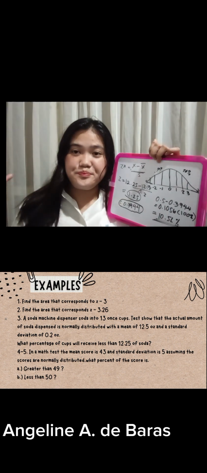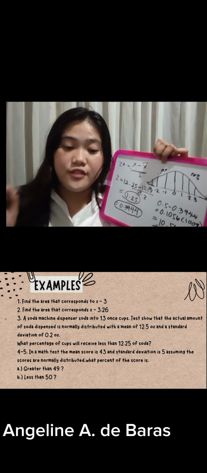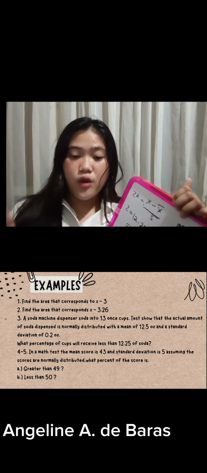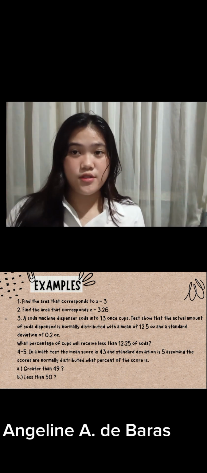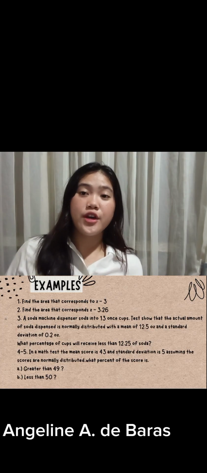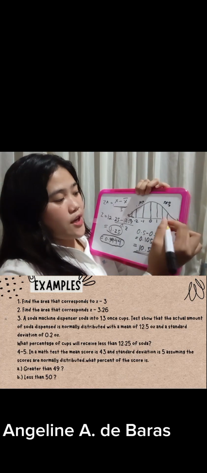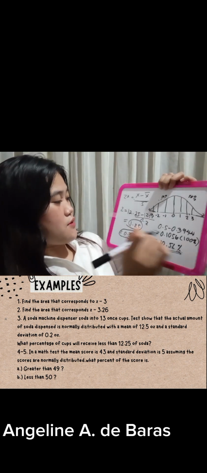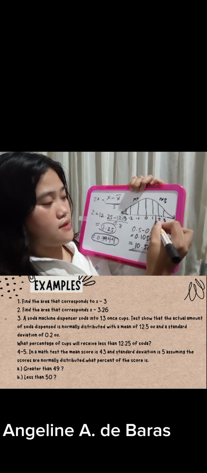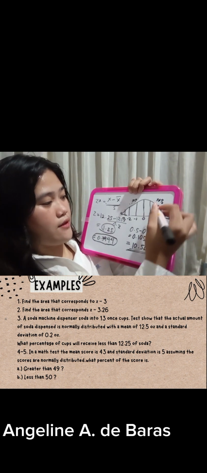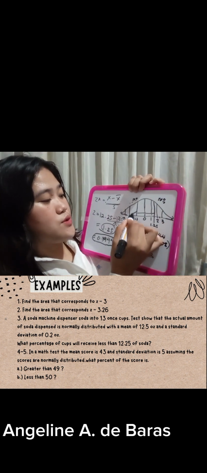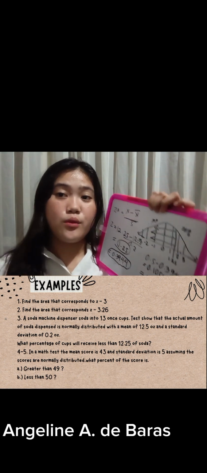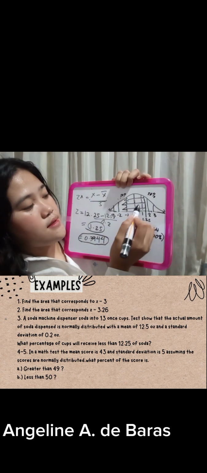Therefore, 10.56% of the cups receive less than 12.25 oz. Yes. So if we are going to shade it, let's say this is the 1.25. All area going to the left is less than 12.25.